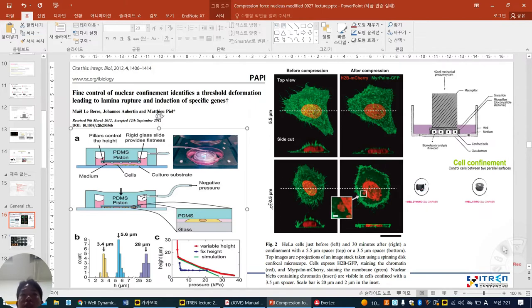And then when they use this 3.5 micrometer pillar, they're compressed more dynamically. Okay? And then you can see this kind of bleb. A bleb is a marker of nuclear malformation. Also, when you see this kind of thing, the cells start to experience DNA damage. So this is the first paper to use this machine. Depending on the pillar height, they can change the height of the cell, determine how much compression they apply, and during this compression, they can track the cell behavior at the same time.